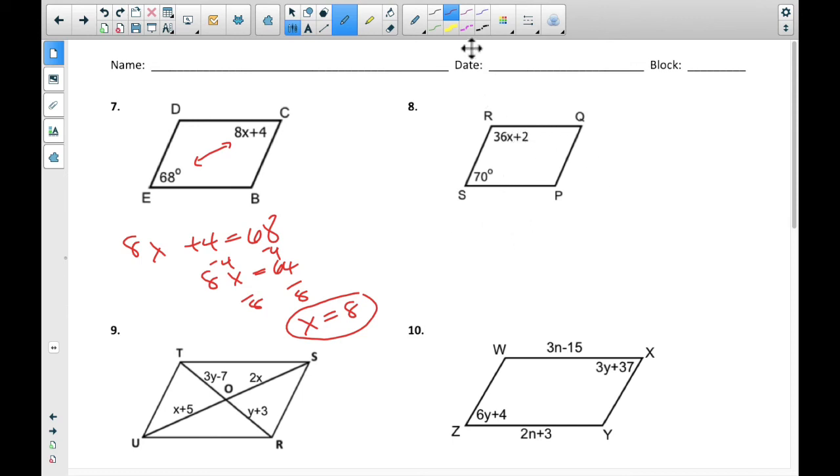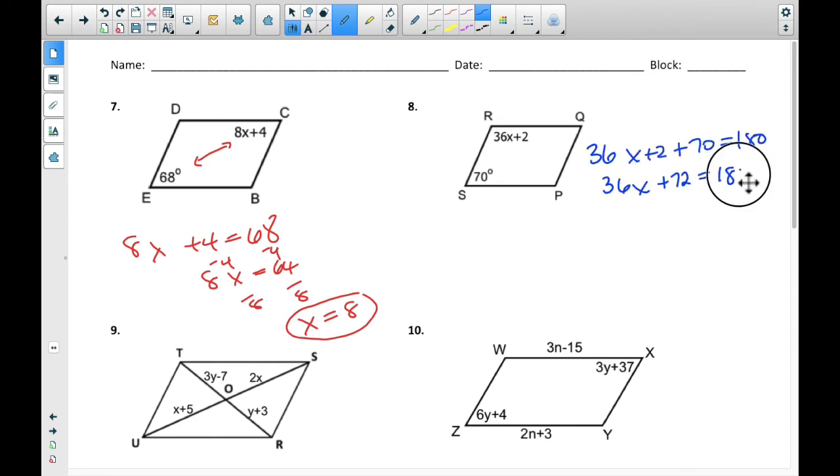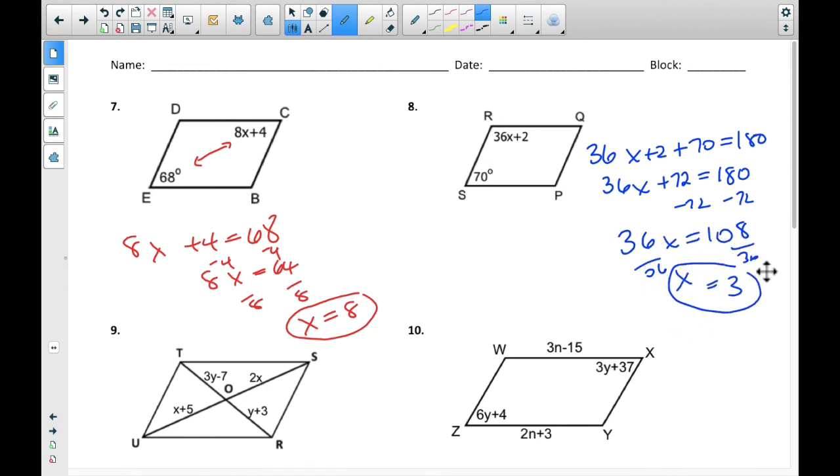All right, this one though, they are not across from each other. They are next to each other. And when they are next to each other, they do not equal each other. They add up to 180. So I can add my 2 plus 70 to get 72. I'm going to subtract my 72 from both sides. That gives me 36x is equal to 108. So if I go to my calculator and I divide by 36, then I'm going to get 3. X is 3. So same side or supplementary, but across from each other like this, they're going to be equal.